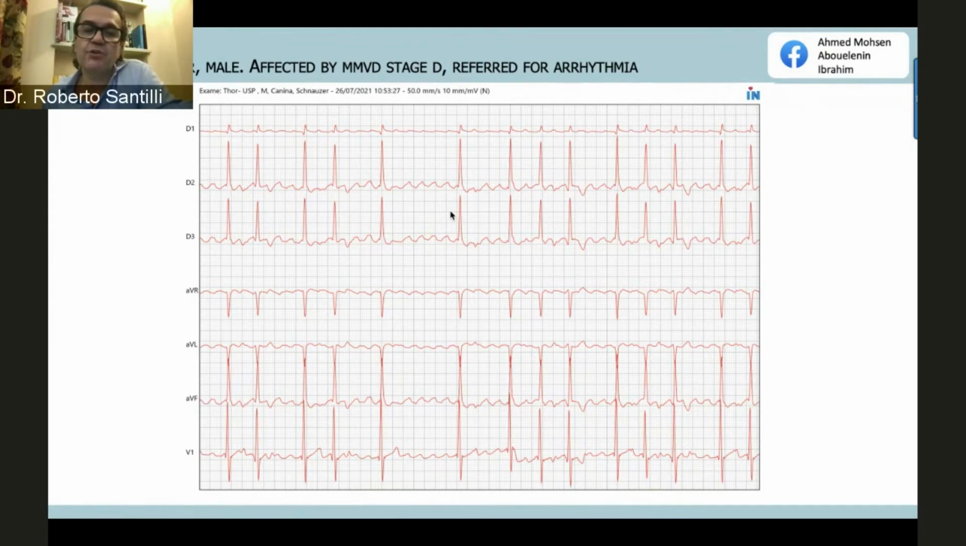So sotalol, remember we already discussed it, has two actions, beta blocker and class 3, and we don't know exactly when one or the other starts. So for sure at low doses we do have a beta blocking effect, and at higher doses we have class 3, but to stop the flutters we really need class 3.